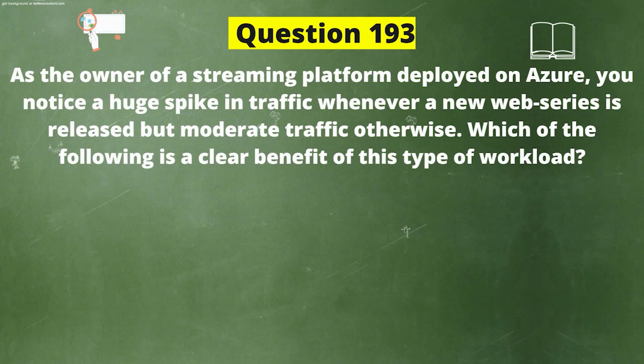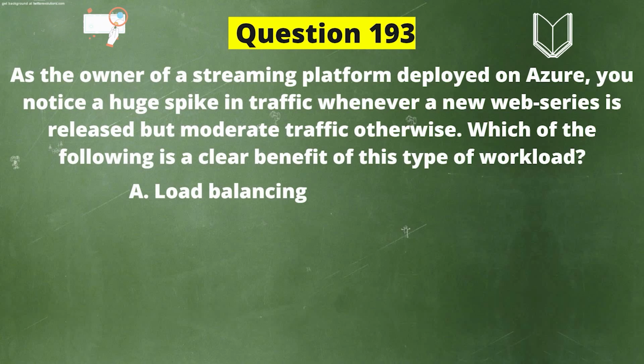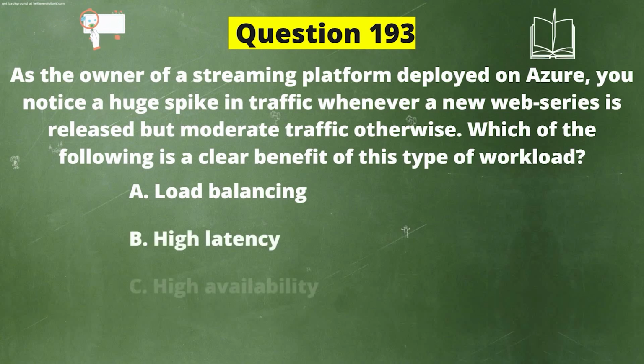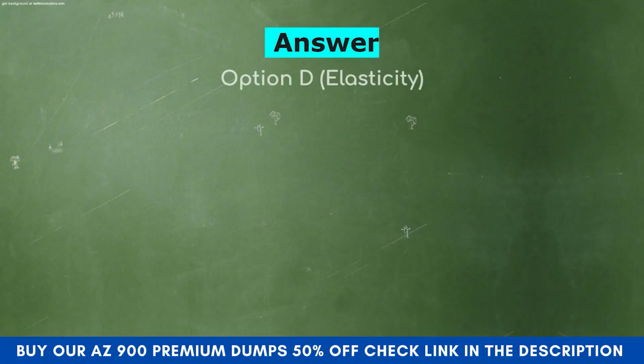Next question. As the owner of a streaming platform deployed on Azure, you notice a huge spike in traffic whenever a new web series is released, but moderate traffic otherwise. Which of the following is a clear benefit of this type of workload? And the options are A. Load balancing, B. High latency, C. High availability, D. Elasticity. And the correct answer is option D.